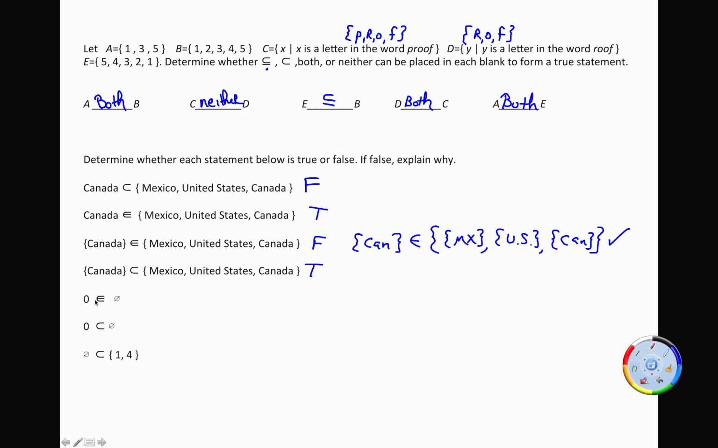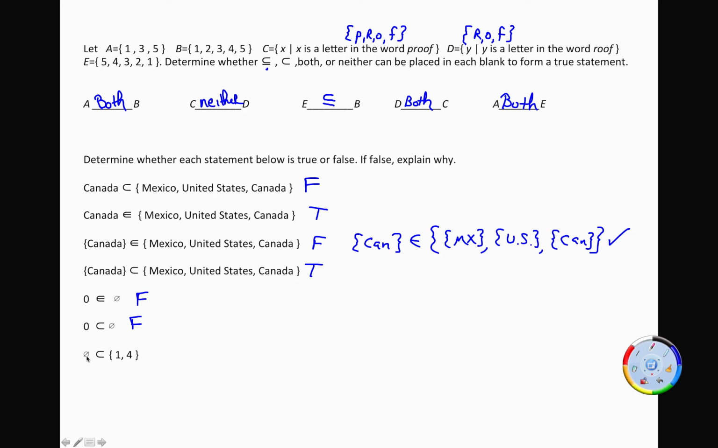All right, what about this? 0 is an element of the empty set. Okay, well, there are no elements in the empty set, so this must be false. Okay, 0 is a subset of the empty set. Well, again, this is not written with set notation. It can't be a subset of anything. Even if it had braces around it, it's not a subset of the empty set.